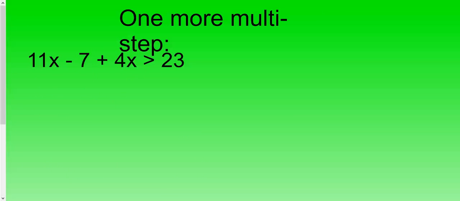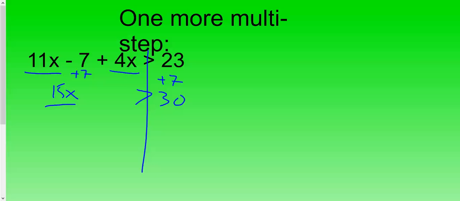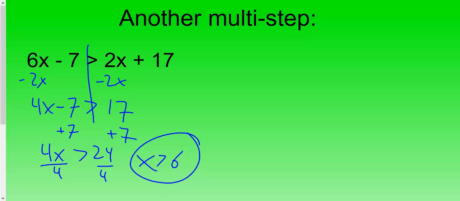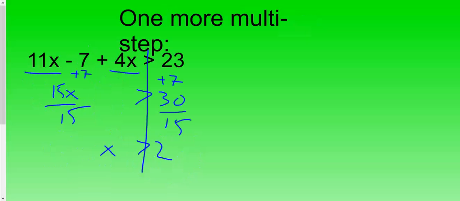Alright, this one has combining like terms. These are on the same side of the inequality, so I'm going to put those together to get 15x. And then I'm just going to add the 7 over here. So 15x is greater than 30, divided by 15, x is greater than 2. So if the variables are on the same side of the inequality symbol, you're going to combine like terms. If they're on opposite sides like they are here, you're going to move them all to the same side.